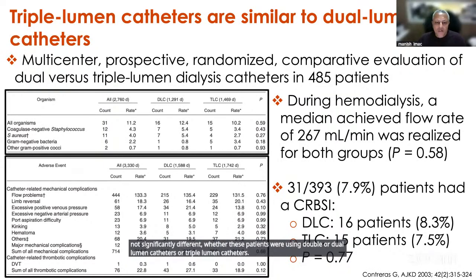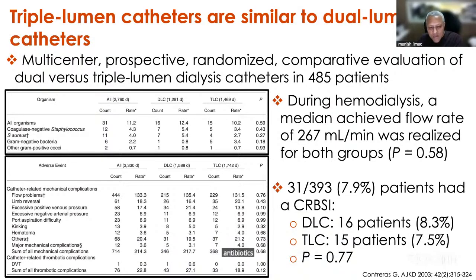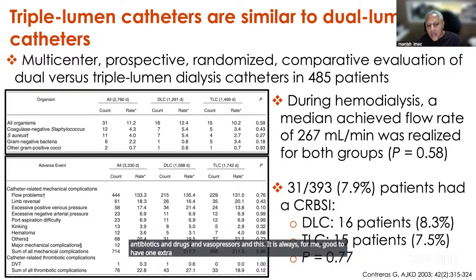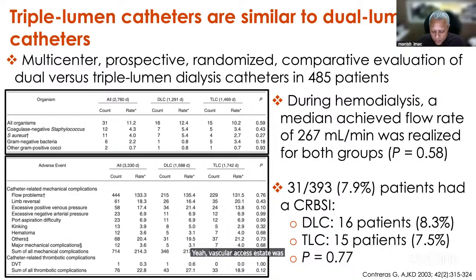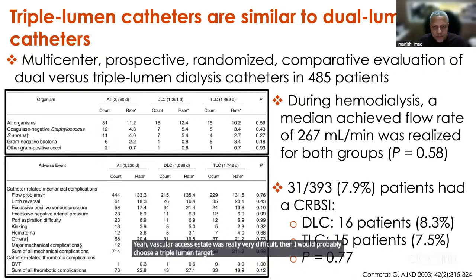So generally, if I had a choice, and knowing that these patients will require a lot of antibiotics and drugs and vasopressors, it is always good for me to have one extra access site if possible. And especially if these patients had no central line, or their vascular access estate was really very difficult, then I would probably choose a triple lumen catheter.